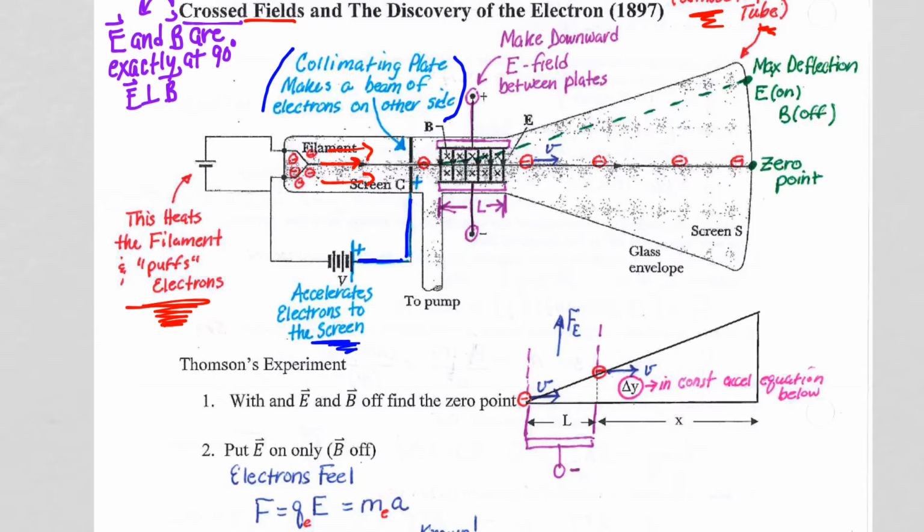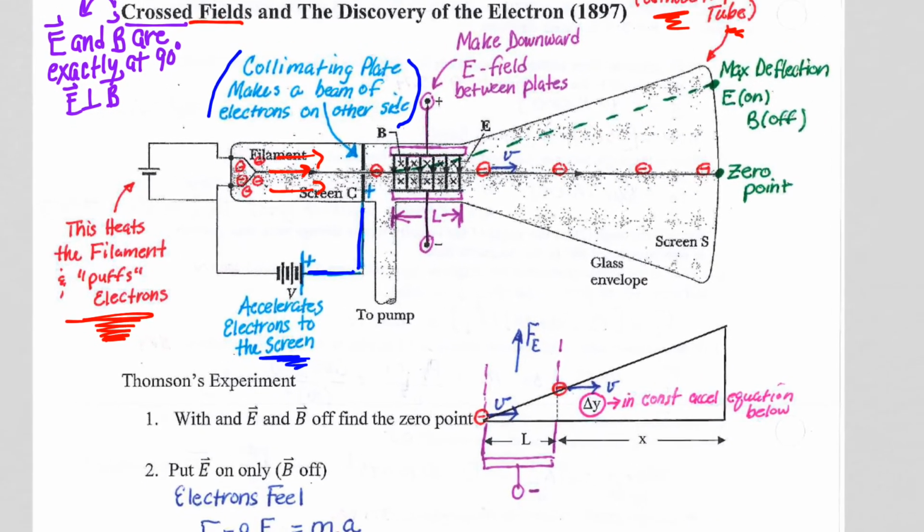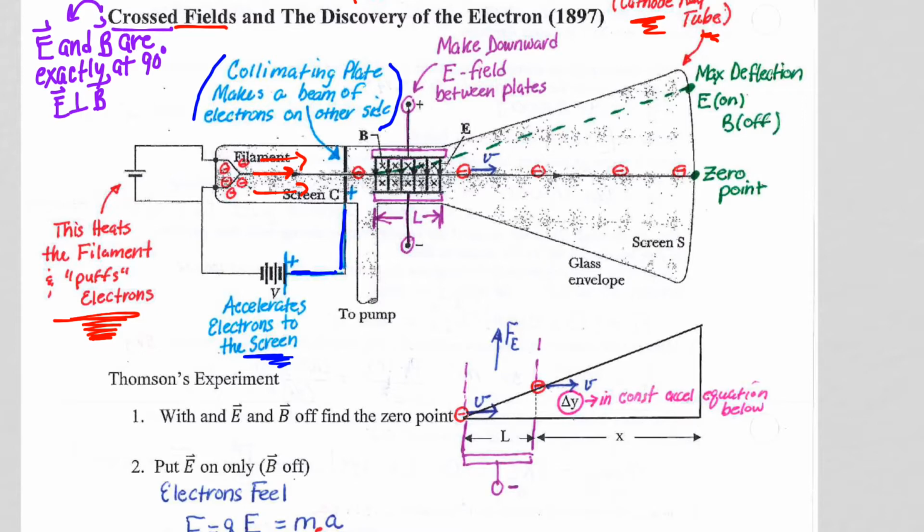Now, we have a capacitor here in purple in the middle. I'll talk about that in a second. But for right now, the electrons at the beginning of the experiment travel down undisturbed and hit the 0 point on this phosphor screen. It glows, and that's my 0 point, which we're going to call our 0 point.